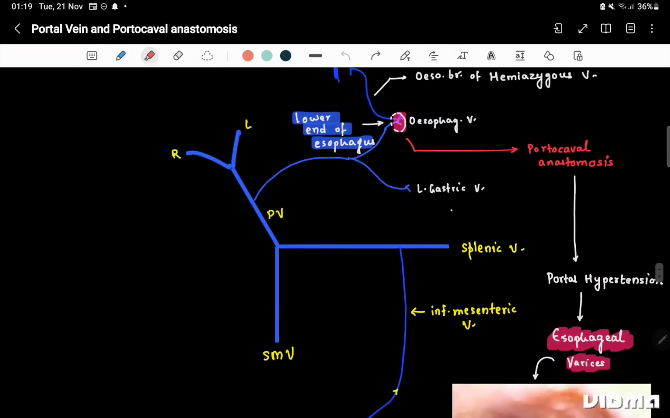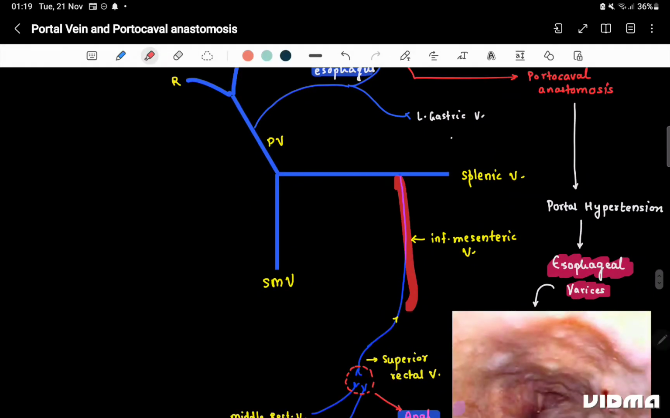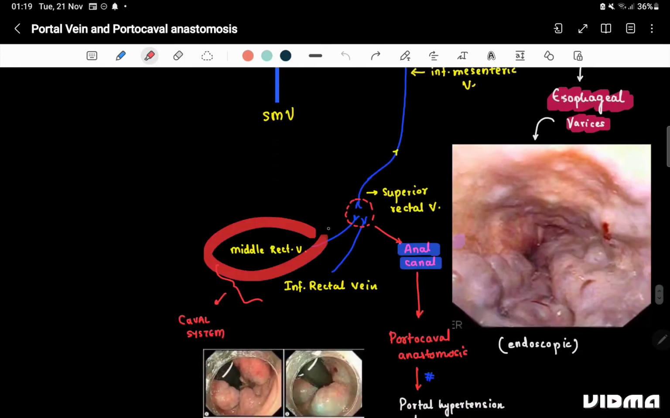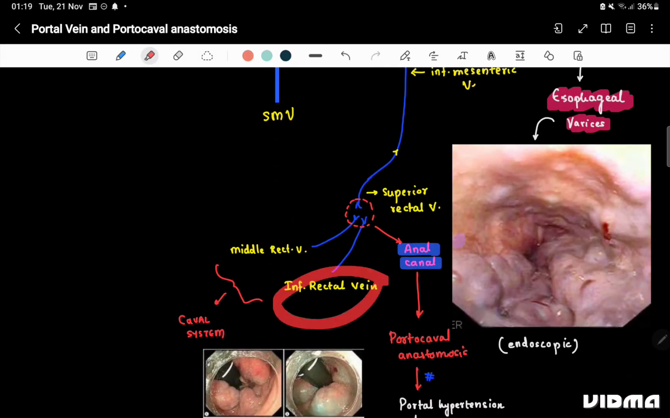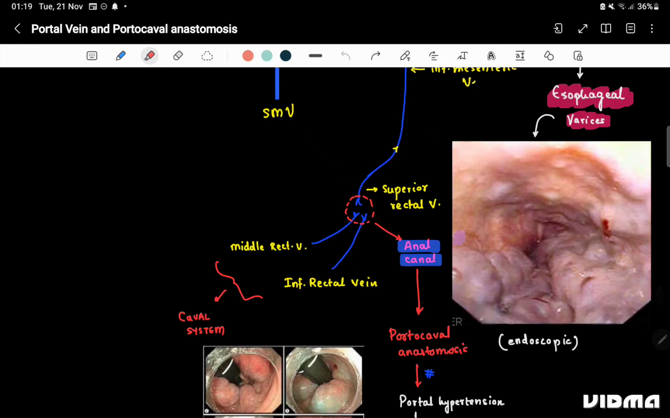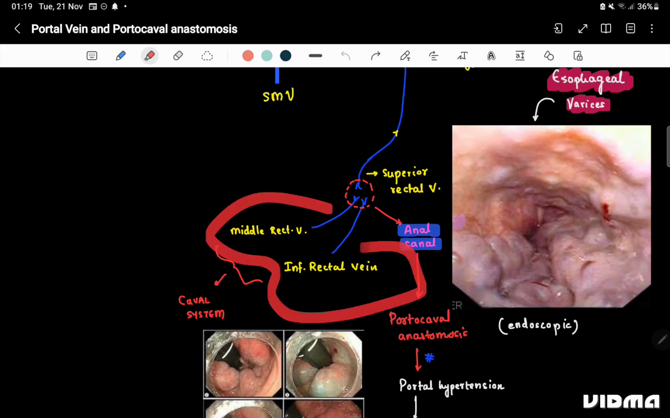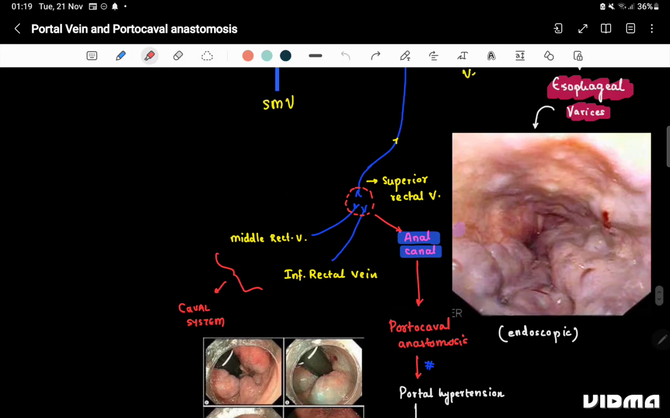There is a problem. And your inferior mesenteric vein is arising from your splenic vein. This is continuing as the superior rectal vein. Inferior mesenteric vein is continuing as the superior rectal vein. You know this. And this anastomoses with the middle rectal vein and the inferior rectal vein at this point, and anastomoses at this point. So this is the anal canal, the site at which they anastomose. Okay, and this middle rectal vein and inferior rectal vein are called a caval system. So this is a caval system which is formed.